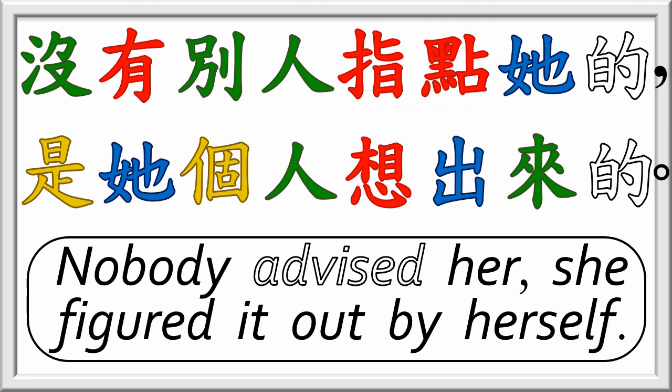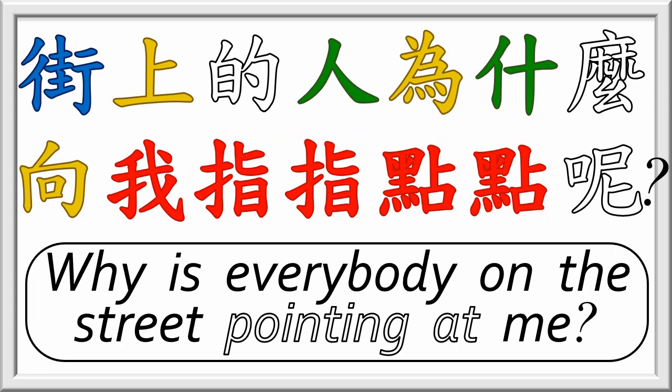没有别人指点他的，是他个人想出来的。Nobody advised her how to do it. She figured it out by herself. This next example doubles the phrase, 指指点点, which doesn't refer to advice at all, but here simply means many people pointing and making comments. 街上的人为什么向我指指点点呢？Why is everybody on the street pointing at me like that?